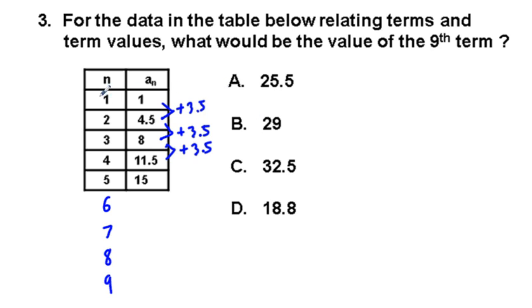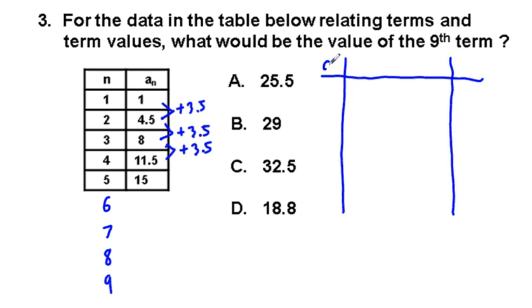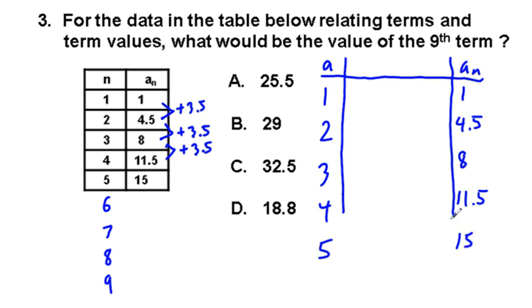One thing we can do is see what the situation is here. If we do the 3-column process chart, we can see more of what's going on. A sub n: 1, 2, 3, 4, 5. And on the right we have 1, 4.5, 8, 11.5, and 15. And of course, we go down to an input of 6. We could add 3.5 to that, and we get 18.5.